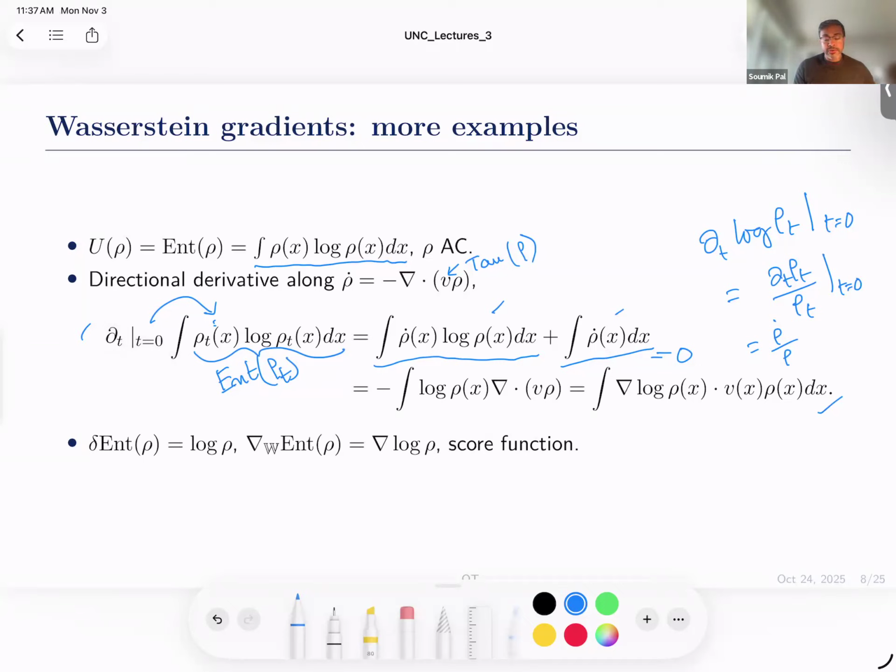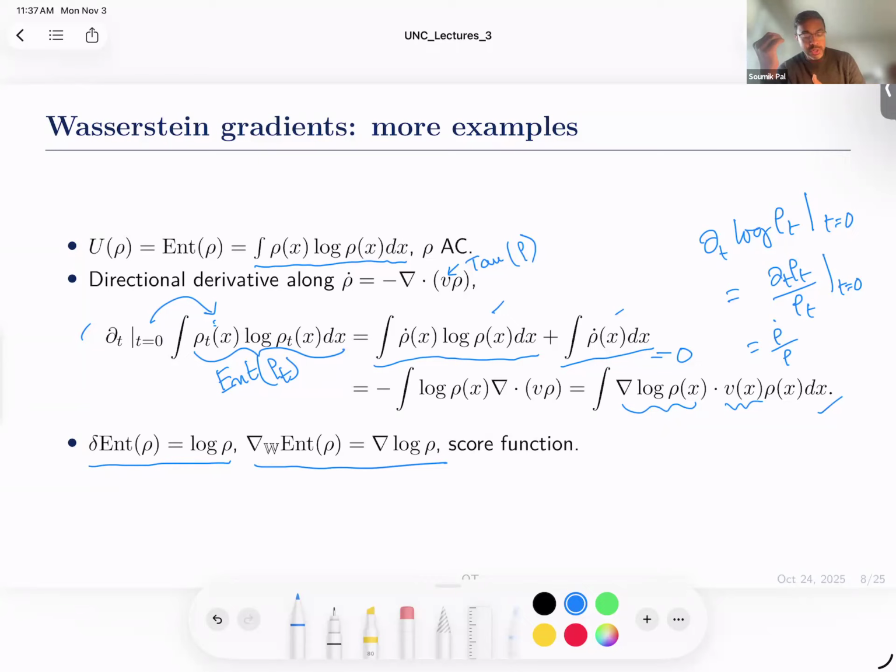But if everything works out fine, then the time derivative of the integral of rho t x log rho t of x, which is my entropy, is given by the L2 inner product of gradient of log rho and my velocity vector v. This tells me that my Wasserstein gradient is the gradient of log rho, which is sometimes called the score function. And if you follow the argument, you see that the L2 first variation is just given by log rho. So as before, my first variation is a scalar function, and my Wasserstein gradient is a vector function, because the Wasserstein gradient lies in the tangent space, and it's telling the velocity fields of the underlying particles.